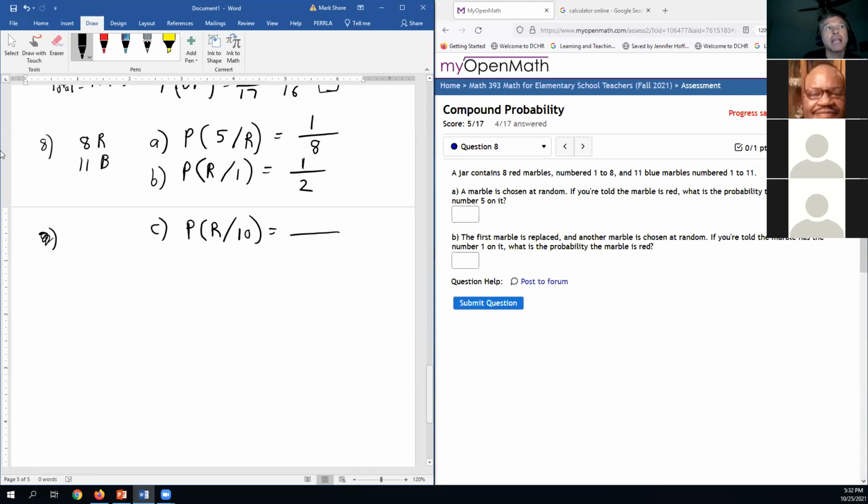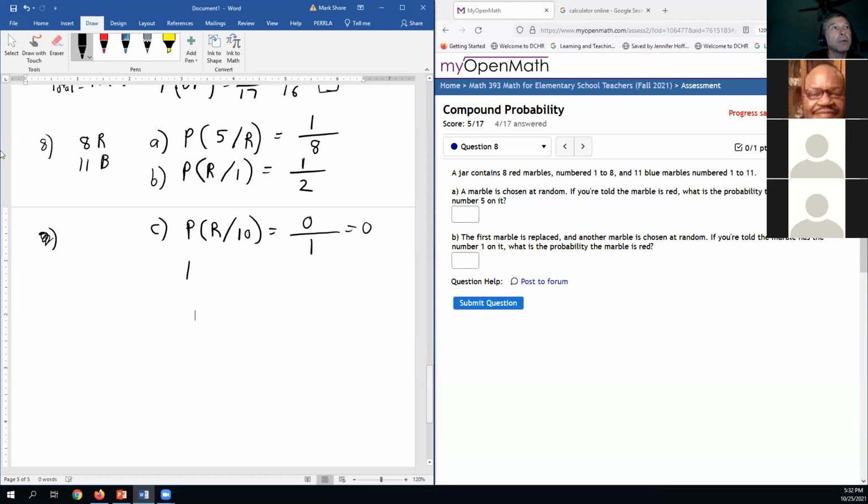So let me ask you this. How many of the marbles up here have a 10 on them? Just 1. And what color is that one marble that has a 10 on it? Blue. It's blue. So what's the probability the marble's red if it has a 10 on it? 0. Bingo. 0 out of 1, which is 0.